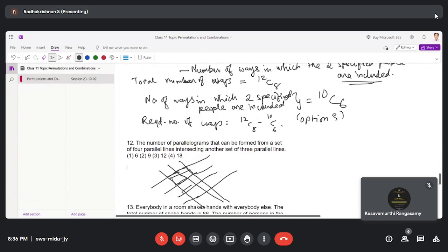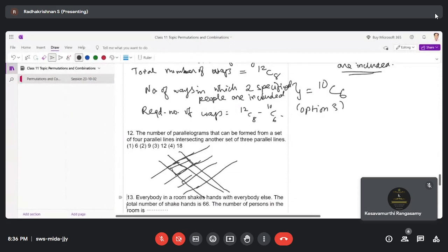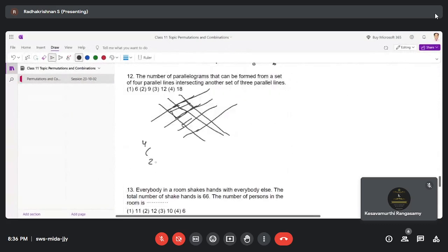Okay. So the method is very simple. Any 2 lines from these 4 we have to choose, and any 2 lines from these 3 we have to choose. Then that combination is going to give you a unique parallelogram. So how many ways in which 2 lines can be chosen from the first 4? That will be 4C2 ways. So 4 lines are there, we have to choose any 2. Once you choose any 2, from these 3 again you have to choose any 2, so that will give all the combinations. So what is 4C2? 4 into 3 divided by 2, which is 6.